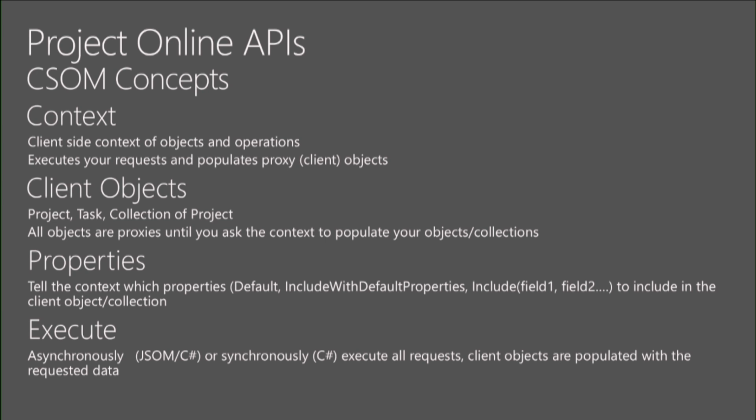Or you could say, I need the basic ones, but I also want the owner. Or you could also say, just give me the owner. I don't care about anything else. So those are with the default, include with default properties, and include. Finally, the execution, which will go and populate these proxy objects.